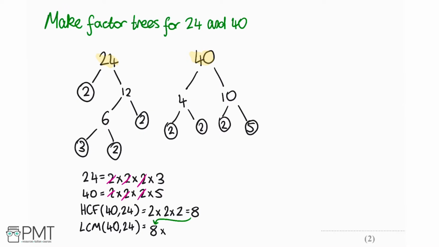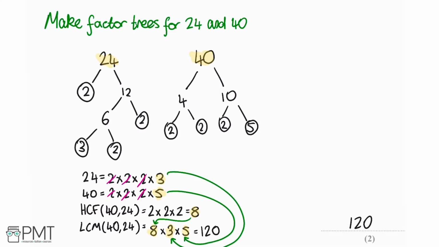Now the lowest common multiple of 40 and 24 equals our highest common factor, which is 8, multiplied by the numbers we had left. So multiplied by 3 and multiplied by 5. And doing that we get 120. So again, our first mark comes from the factor trees up here, and the second mark for the final answer of 120.